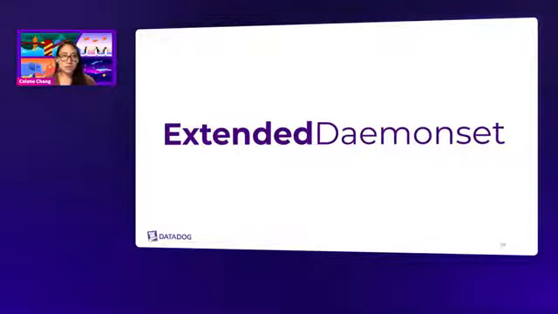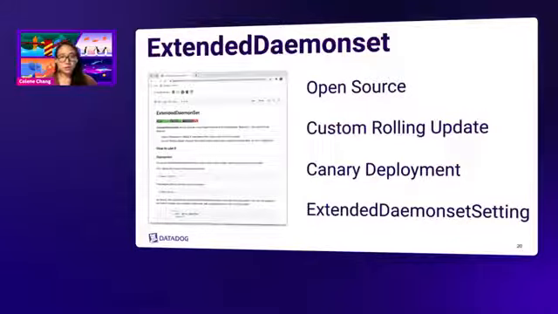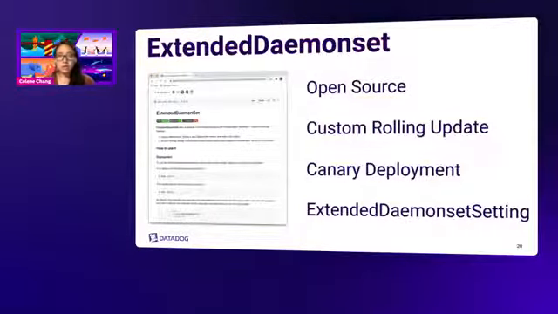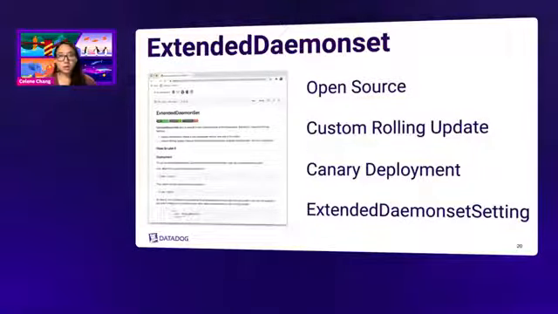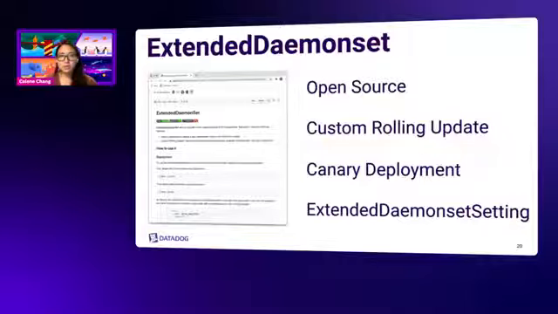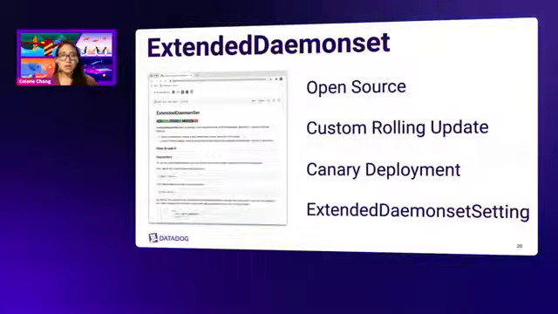Its key features are that there's a custom rolling update where you can configure how many pods to update simultaneously and how quickly. There is a canary deployment, which allows you to test a new agent version on a relatively small number of nodes and then validate it before continuing. And there's also the extended daemon set setting, which is a custom resource definition that allows us to have a different resource configuration for a particular node group.